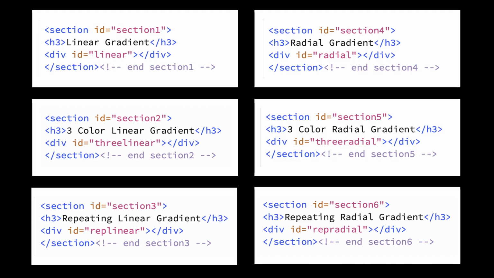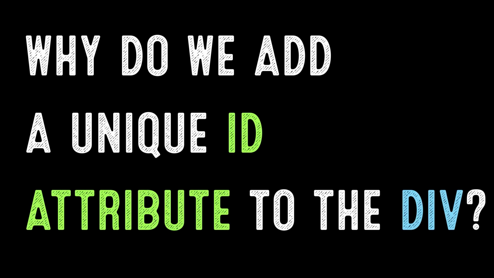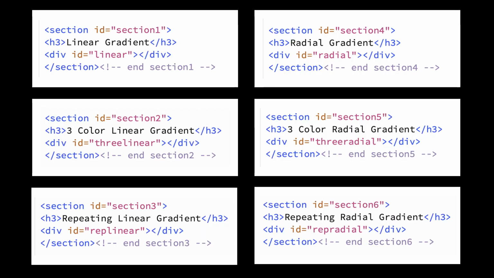Here is the HTML. Why do we add a unique ID attribute to the div? In each section, we have a div with a unique ID attribute, so we can target that div with CSS to demonstrate different gradient options.